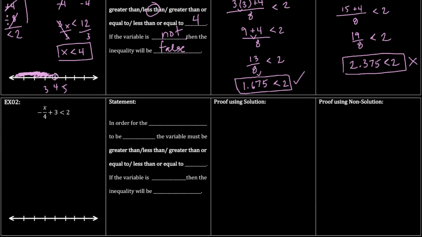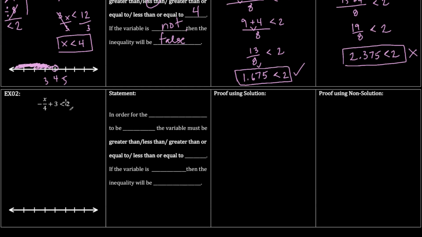Let's look at the next example. What I'm going to do with this example, though, is leave it. I know why I put it like that. So negative x over 4 plus 3 is less than 2.